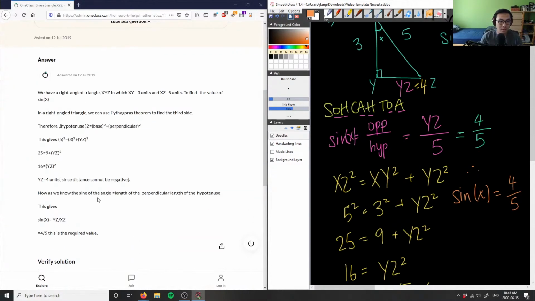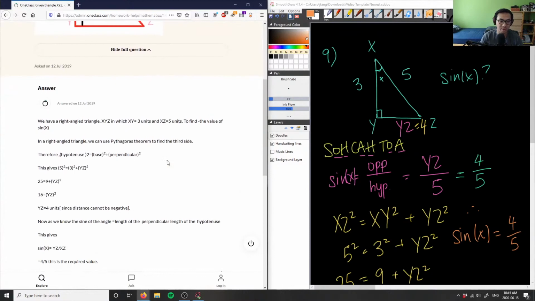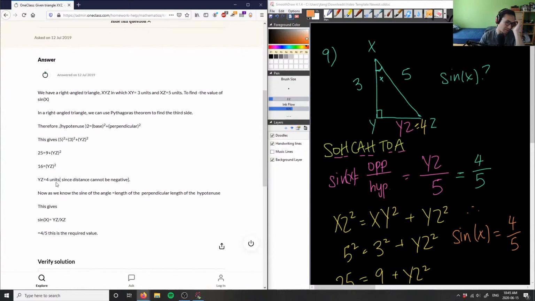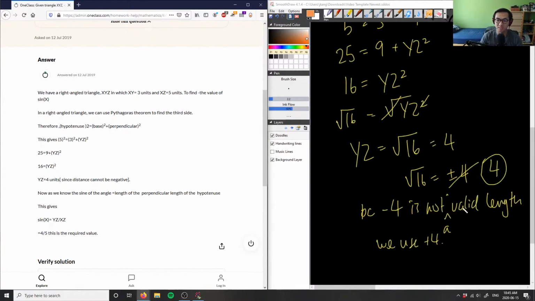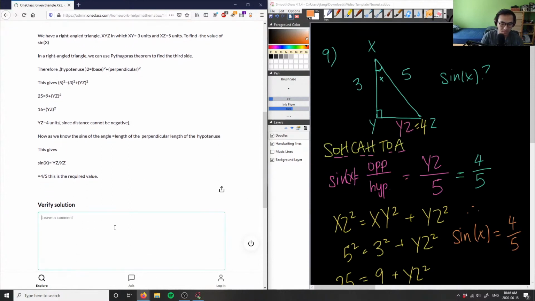So again, as you can see, sine x is equal to YZ over XZ, which is the hypotenuse. I wrote this as the hypotenuse, which is fine. But it's, again, the same value, right? 4/5 is the required value. So the solution here is correct. I like what they did here as well, because YZ is equal to 4 units, since distance cannot be negative, right? So I said since negative 4 is not a valid length, you only take the positive value, 4. So the solution here is correct.